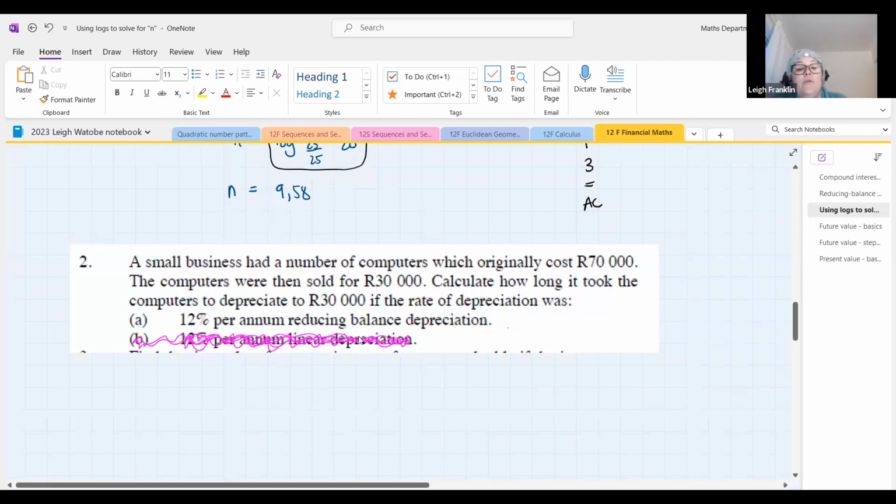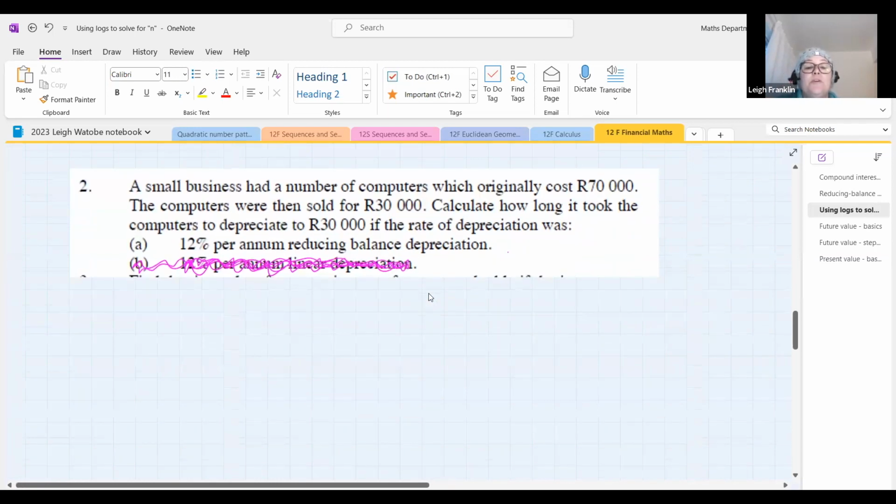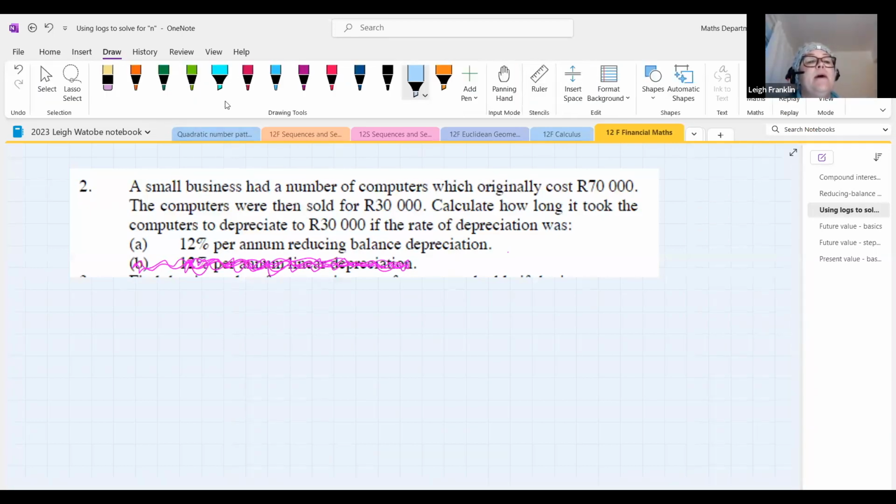Okay, here's another one on reducing balance depreciation. I don't know if you guys would like to try this question quickly on your own and just see how it goes. I'll put the formula here for you because we've just spoken about it. So reducing balance depreciation, A equals P(1 minus i)^n. Let's see if you can work out how long it took for the computers to depreciate to 30,000 Rand. And then you can either DM me or Yolanda.